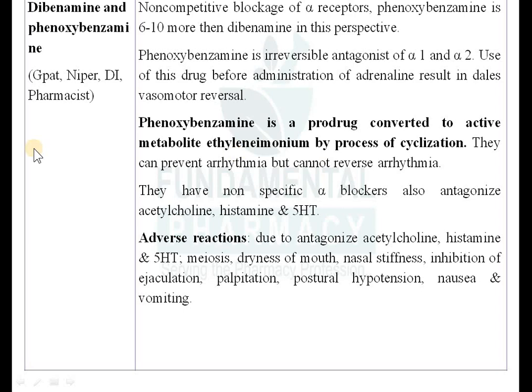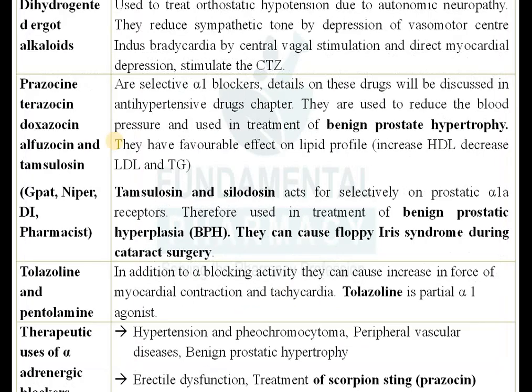Now just remember over here, phenoxybenzamine is a prodrug and it is converted into ethylene ammonium, that is the active metabolite, by the process of cyclization. And in addition to alpha blocking activity, they block these three receptors, that is acetylcholine, histamine, and 5-HT. And because of that, they have these kind of adverse effects.